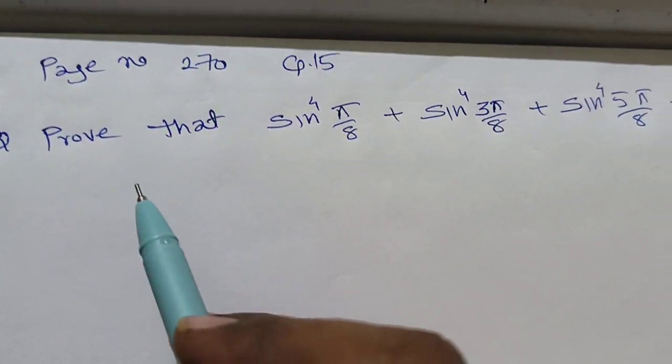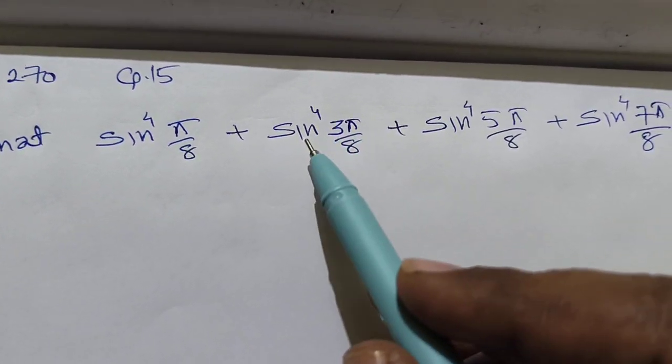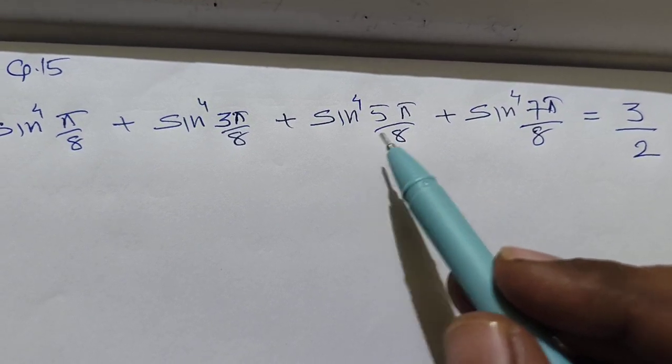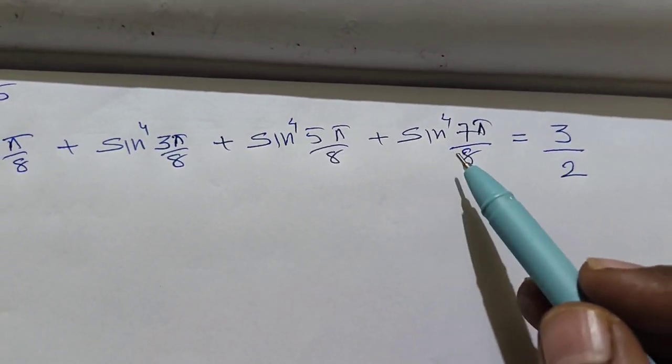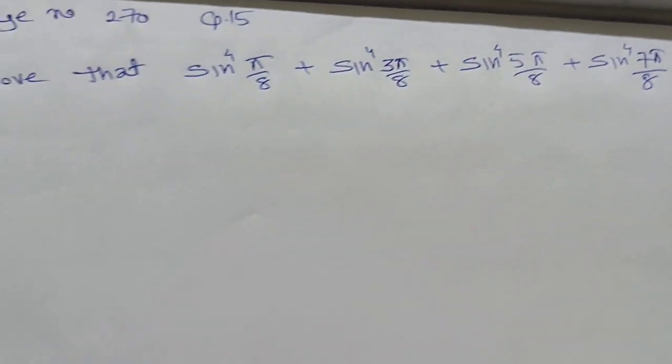In this problem, we have to prove that sin⁴(π/8) + sin⁴(3π/8) + sin⁴(5π/8) + sin⁴(7π/8) is equal to 3/2.